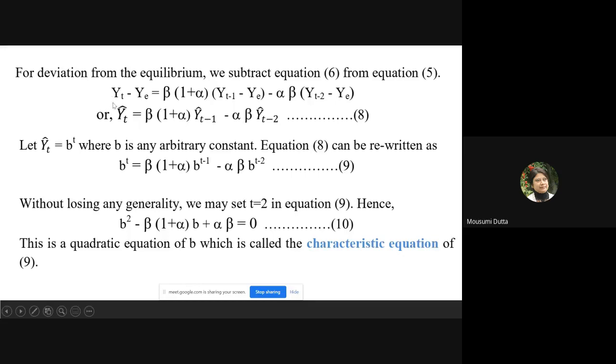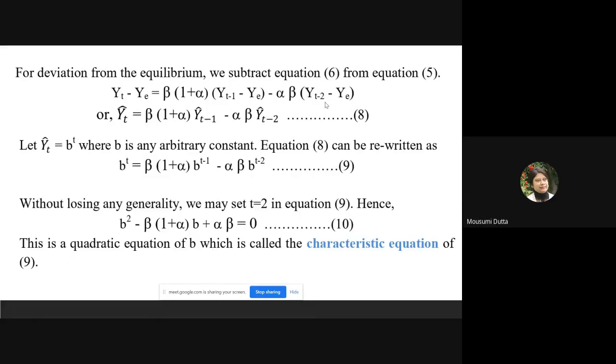All the values, YT minus YE. On the left hand side, the value is for the Tth period. On the right hand side, the values are for the T minus 1th and T minus 2th periods. So all the values present in equation number 5, from those values I am subtracting the equilibrium value YE, and the equilibrium is the intertemporal equilibrium. So for the T minus 2th period, YE is the equilibrium; for the T minus 1th period, YE is the equilibrium; for the Tth period, YE is the equilibrium. Okay? Yes, ma'am.